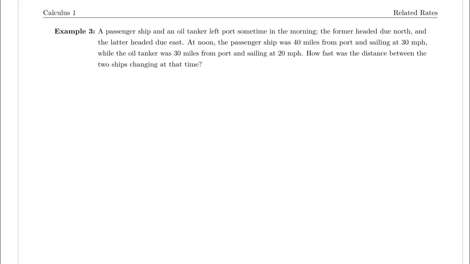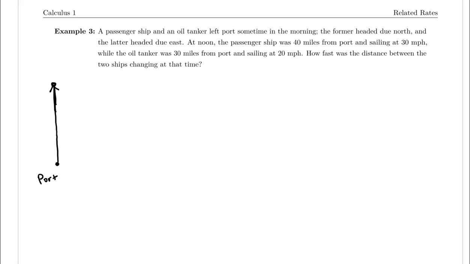So, step one is, if we can, let's draw a diagram. Here, I'm going to have this dot represent the port. And remember, in this picture, I'm going to pretend I have a drone and I'm going to do an aerial view. So I'm looking from above, and it says that the passenger ship headed due north. And so if we think about the port like our origin, then due north means that we're heading in the direction of the positive y-axis. So something like this.